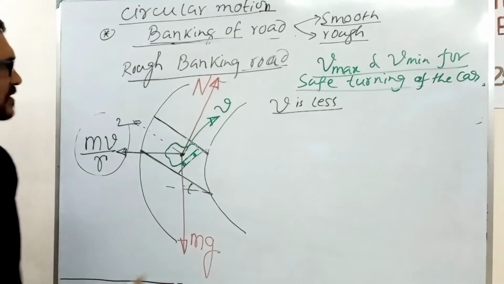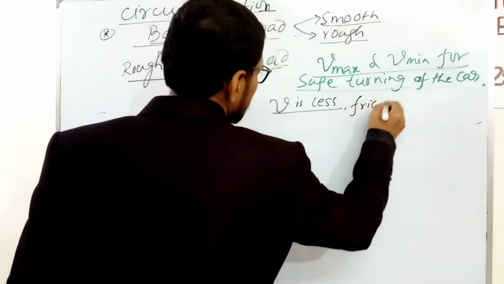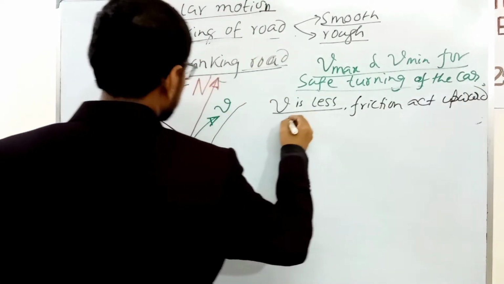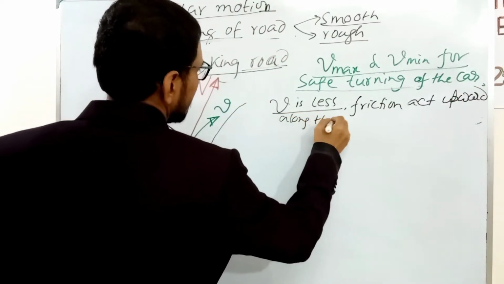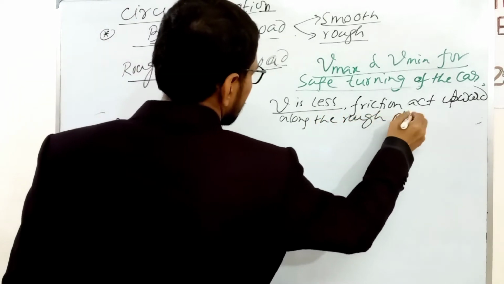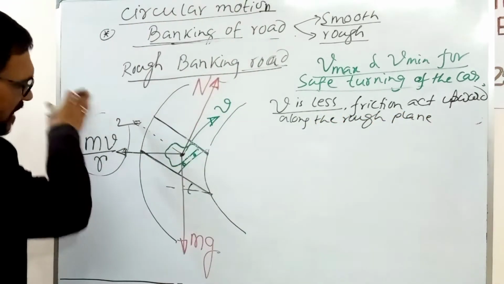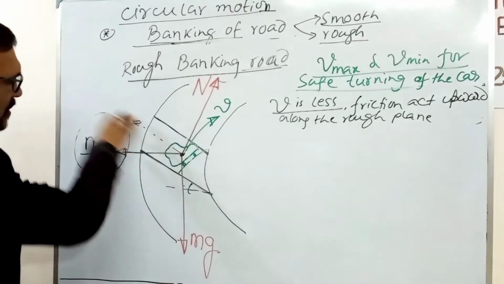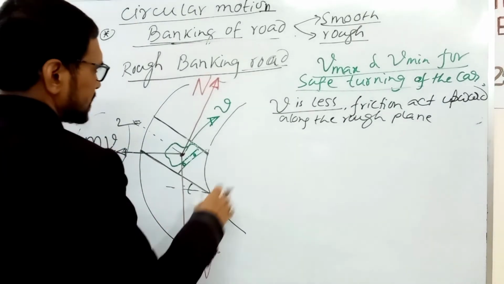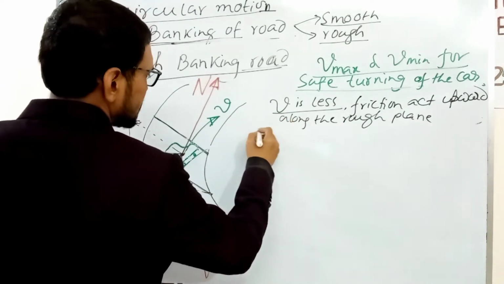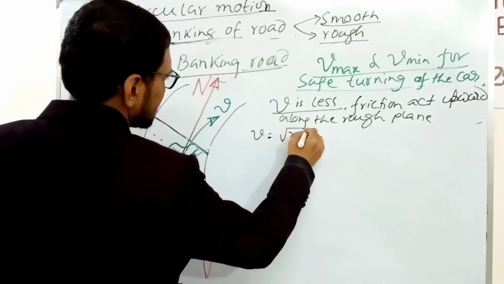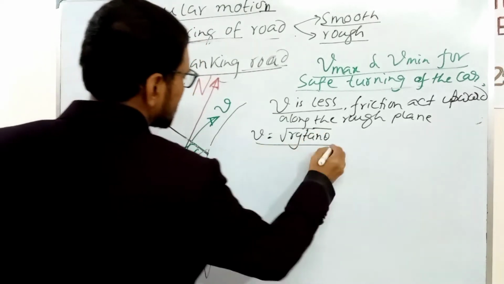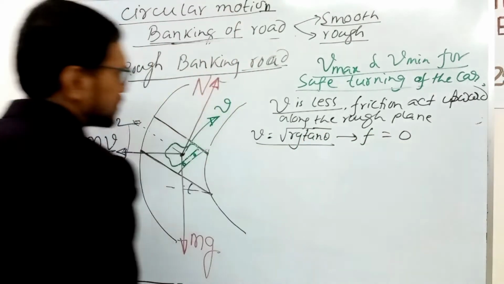So when velocity is less, friction acts upward along the plane. Upward means this side, not this. It is not vertical upward, it is upward along the inclined plane. Now, at a velocity v equal to root over rg tan theta, the friction force equals 0.